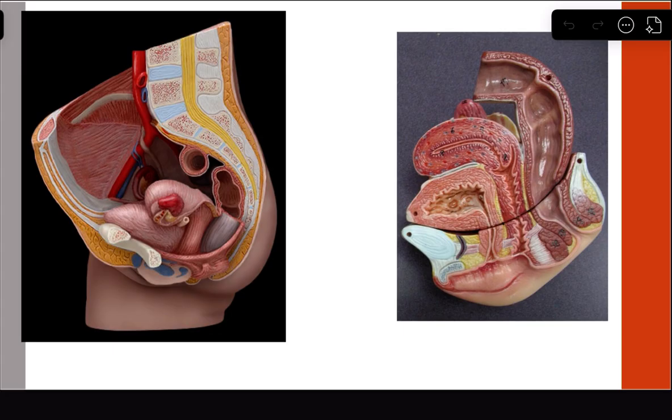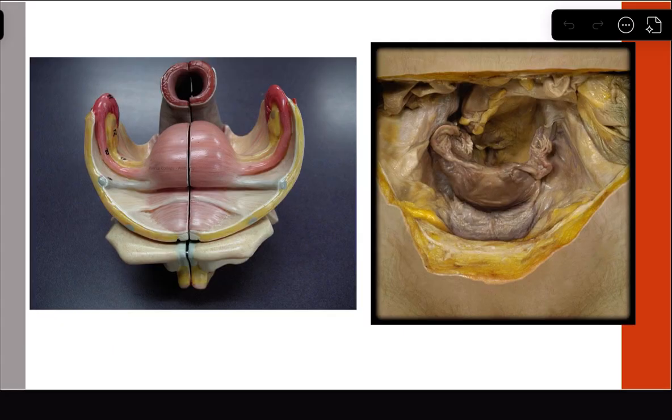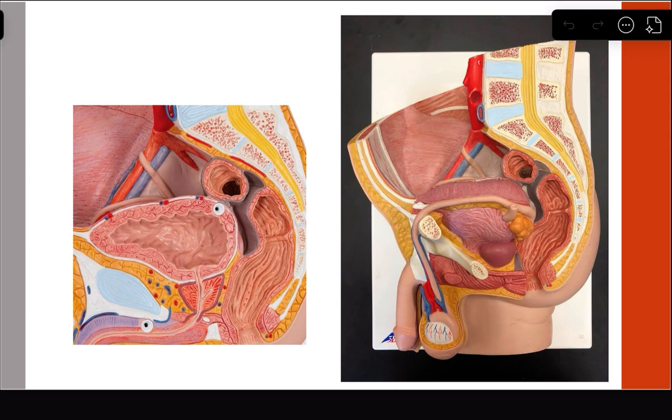We have a couple more slides with models that you should be taking a look at. Here's one with a cadaveric donor on the right. We're not going to have any cadavers in this practical, but just to give you a perspective. On the left, we have another model. Here are a couple sagittal sections that you can bet are going to be on your practical, so get familiar with those.